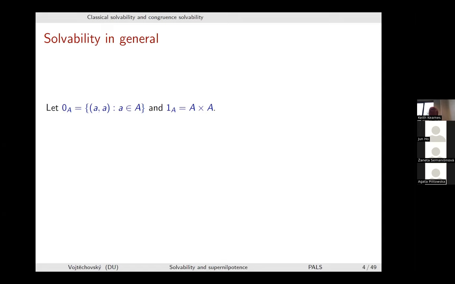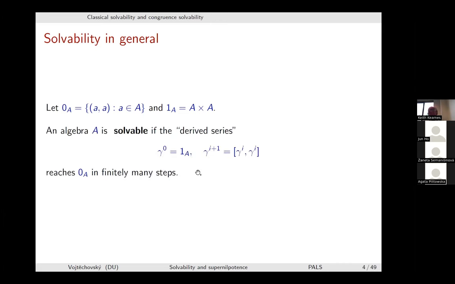So these are the smallest and the largest congruences on some algebra A, the diagonal and the full square congruences. And we'll say that an algebra is solvable if this derived series, I put it in quotation marks, but mostly for emphasis, and should be called the derived series, reaches zero in finitely many steps, right? And you start at the full congruence and you iterate the commutator. And if you reach zero in finitely many steps, let's call the algebra solvable. Later on, when I need to make the distinction, when I speak of congruent solvability, then this is what I mean.